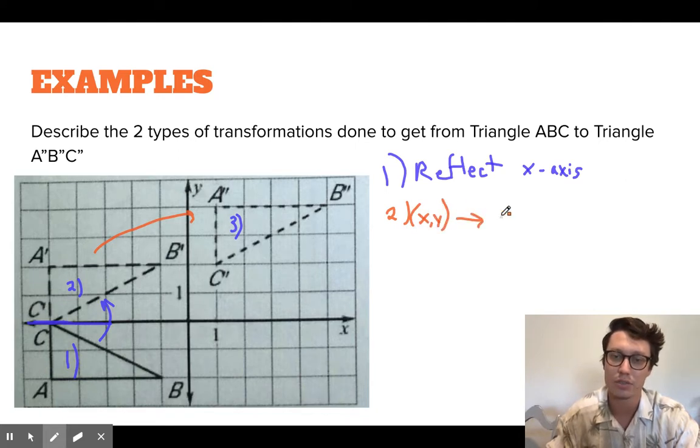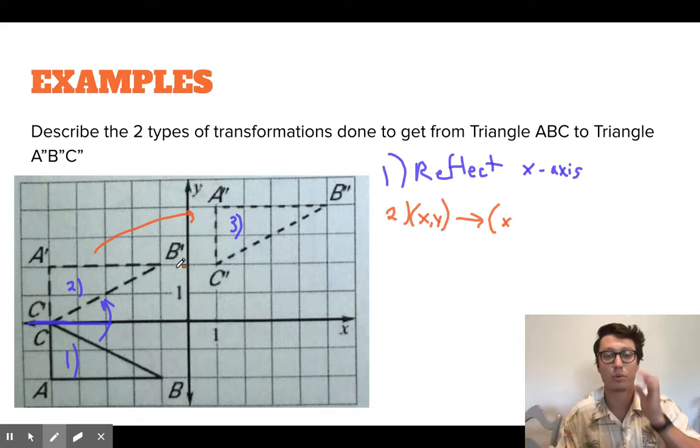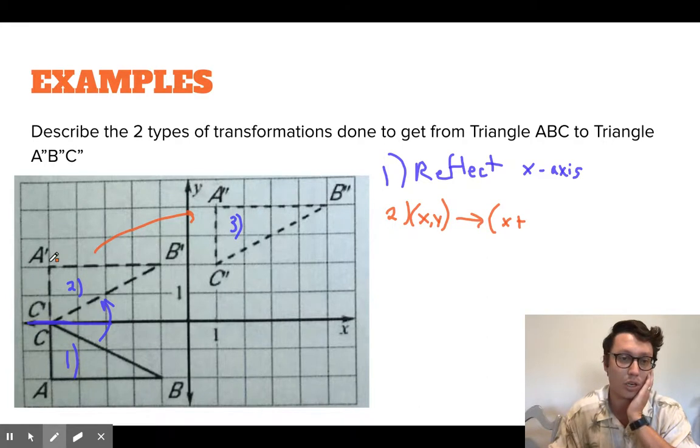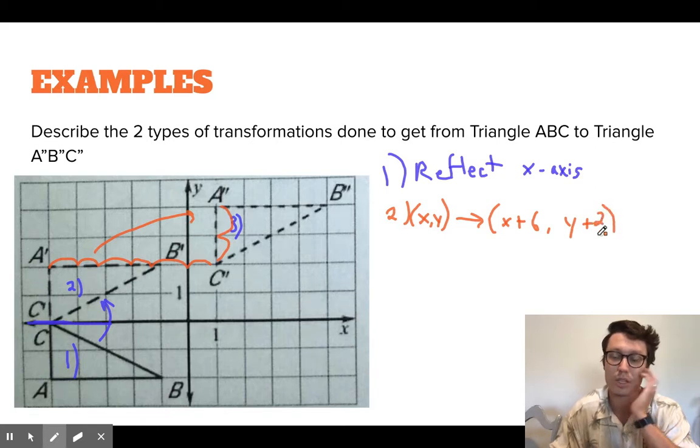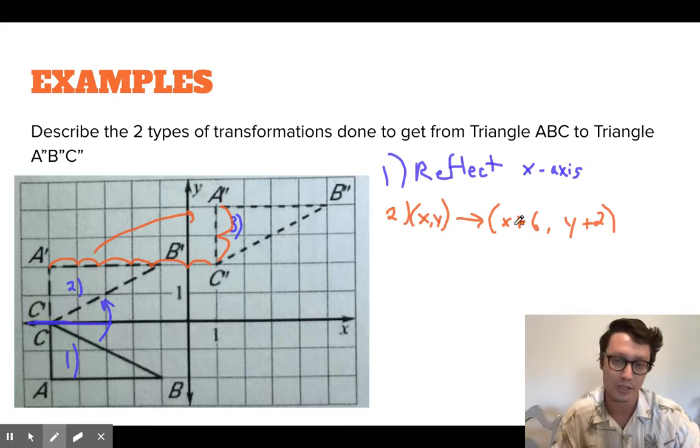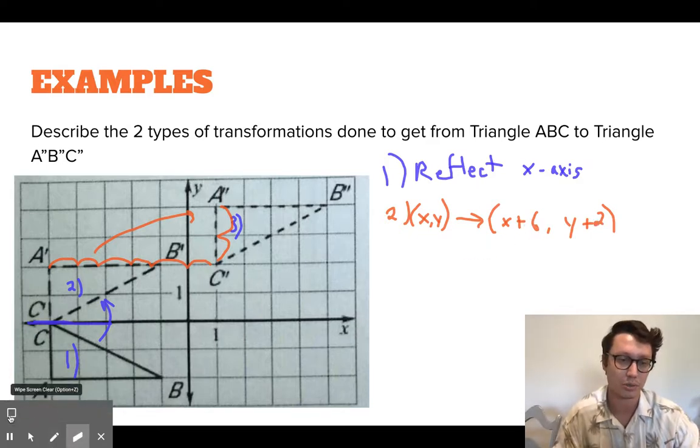XY changes to, how did we change in X? Did we go right or left? We went right. So that means it's going to be X plus. Again, use the same coordinates. Let's go from A prime to A double prime. Let's count. 1, 2, 3, 4, 5, 6. So X plus 6. We're going up in the Y direction. So it's Y plus 1, 2. Y plus 2. Those are our 2 rules. We reflected across the x-axis, and then we translated x plus 6, y plus 2.